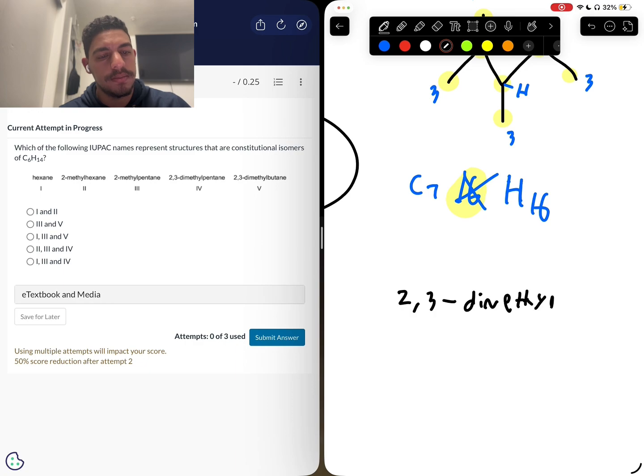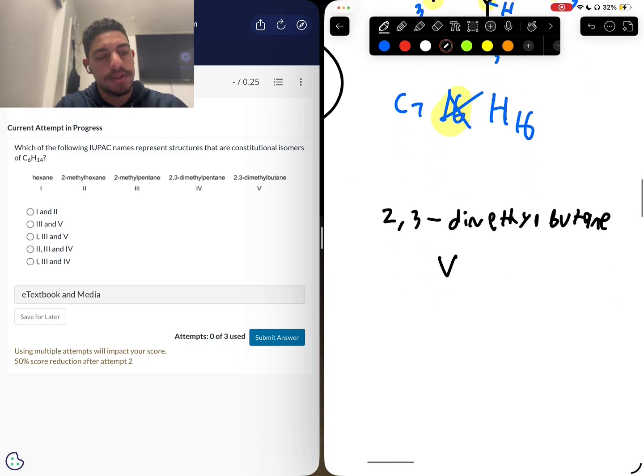2,3-dimethylbutane. Okay, butane is 4. 1, 2, 3, 4. 4 carbons is butane. So if you don't know the prefixes like butane, methyl, ethyl, etc., I'll try to put it in this video. So in a few seconds it'll pop up and you can take a screenshot of that.